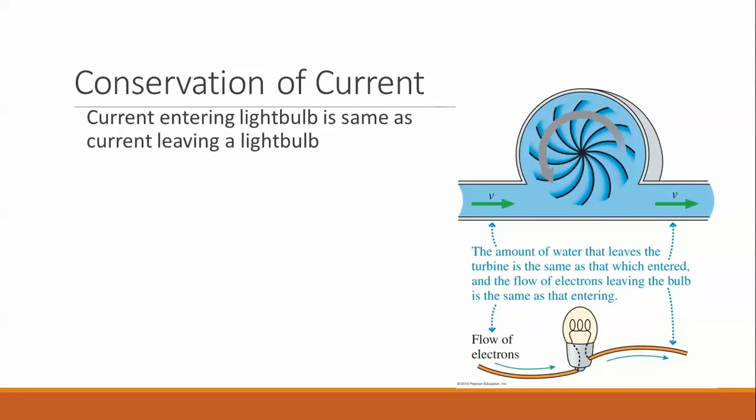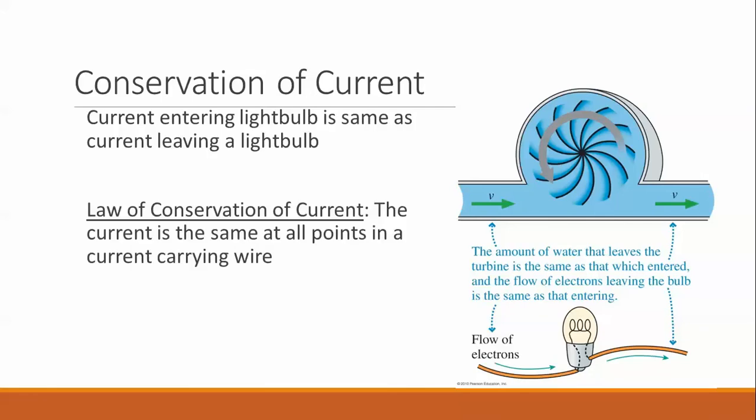We're going to talk in more detail about what happens in a current, but in general, you should know that current is conserved. The current that enters a light bulb is the same as the current that leaves a light bulb. This is similar to if you had a turbine of water. The water that comes in is going to be the same amount of water that comes out, and it's the same for electrons. The number of electrons that go into the light bulb equal the number of electrons that come out. So current is conserved. It does not change before or after a light bulb. And this is the law of conservation of current. The current is the same at all points in a current carrying wire.